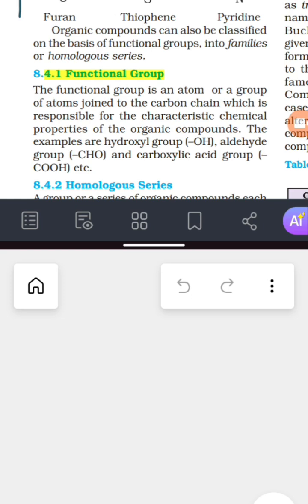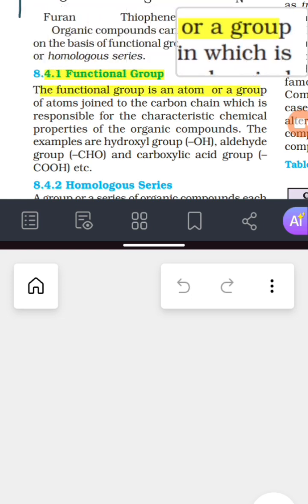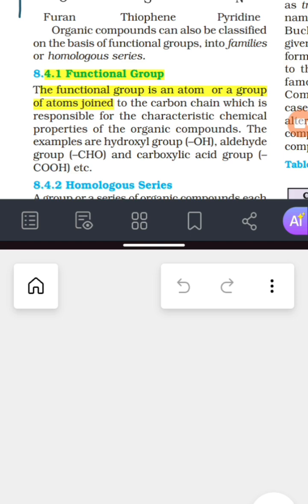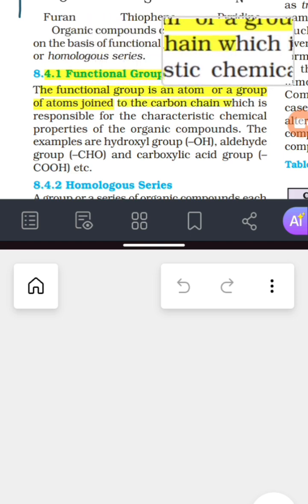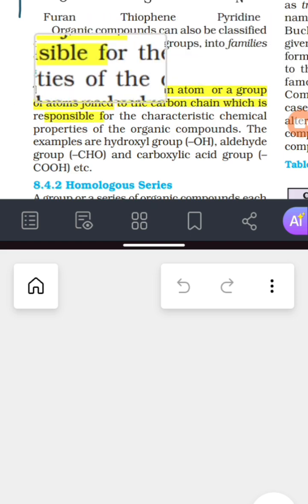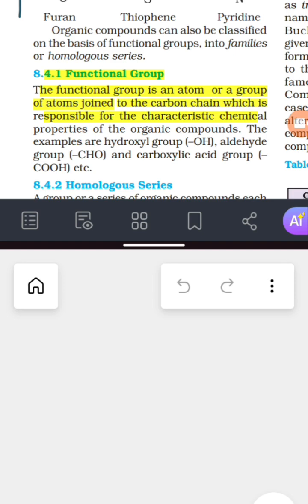The functional group is an atom or a group of atoms joined to the carbon chain, which is responsible for the characteristic chemical properties of the organic compounds. So that is functional group. That means what he is saying is, in any organic compound, different types of functional groups are available.